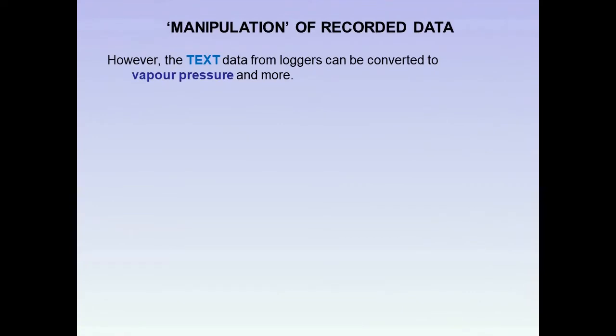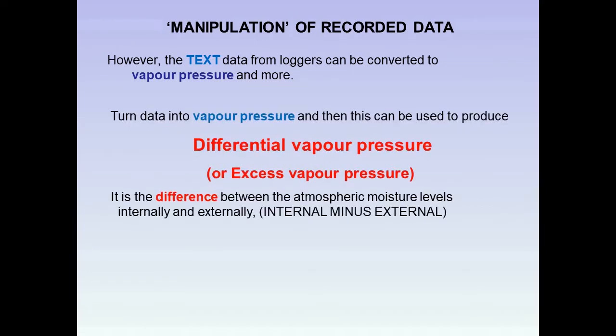However, the text data from loggers can be converted to vapor pressure and more, so we can manipulate the recorded data in various ways via spreadsheets. Turn the data into vapor pressure, and then this can be used to produce what is known as differential vapor pressure or excess vapor pressure, and that is the difference between the atmospheric moisture levels internally and externally, and it's very good at looking at factors such as performance of ventilation.